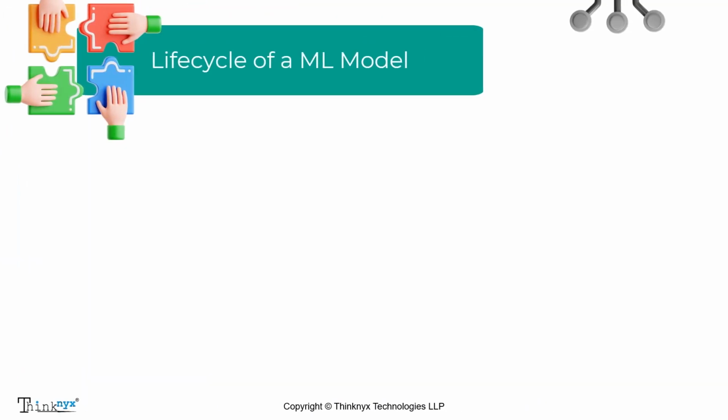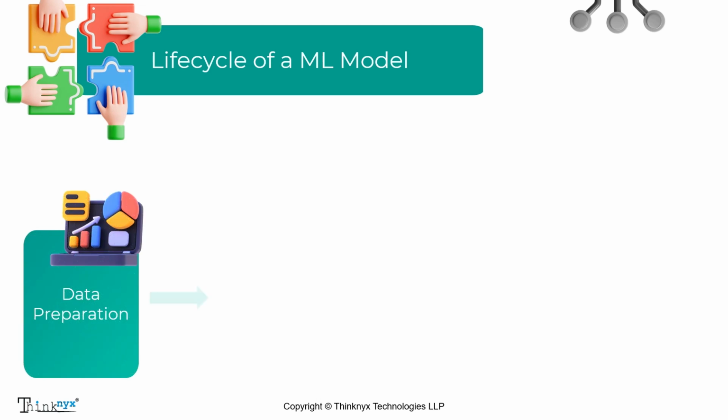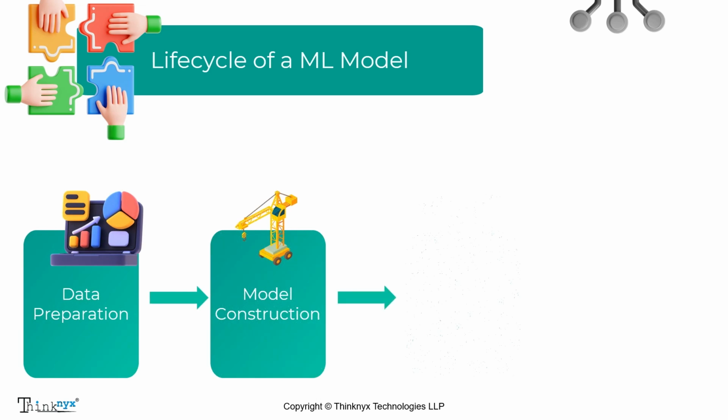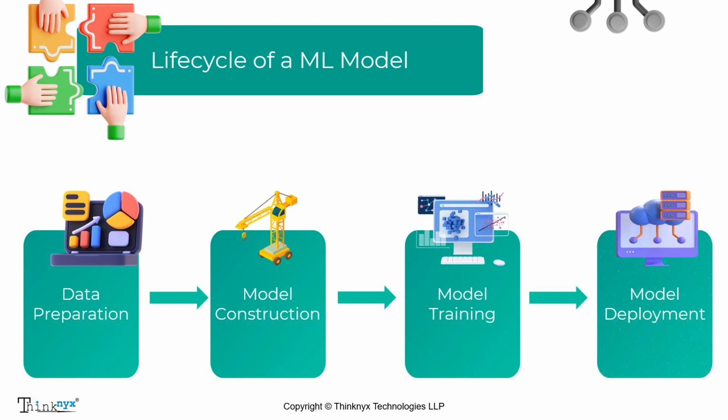The life cycle of a machine learning model involves four key stages: data preparation, model construction, training, and deployment. SageMaker provides a comprehensive suite of services to support users throughout the complete life cycle of a machine learning model.